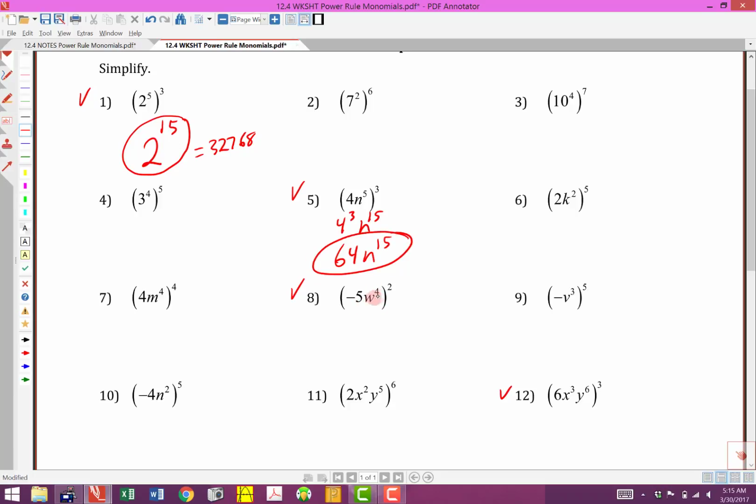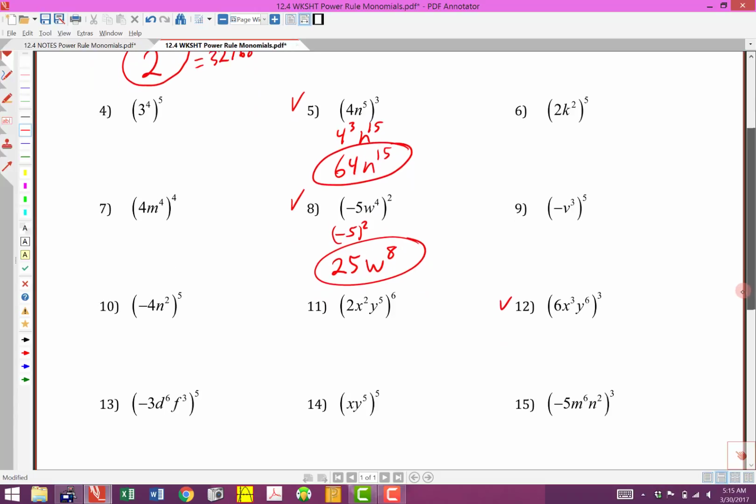I'm going to give you a little bit of a head start on this one. Notice the negative. Two negatives and two fives. We'd have negative 5 squared. That's going to be positive 25. And then w to the 4 times 2, to the 8th. And then the last one we'll take a look at is number 12.